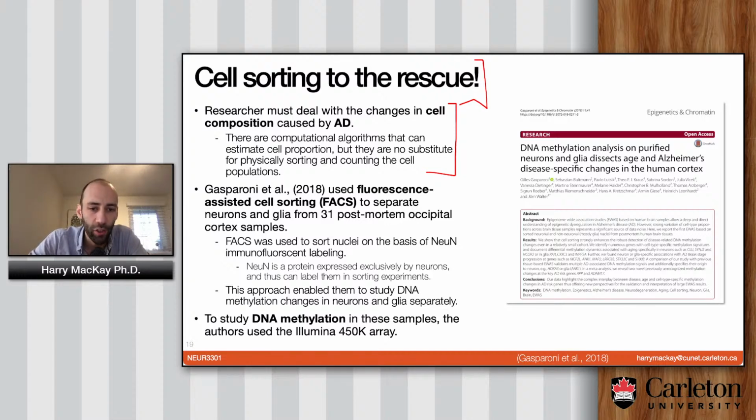So back in 2018, kind of in response to the work of the earlier papers, Gasparoni and company used fluorescence-activated cell sorting, or FACS, to separate neurons and glia from 31 post-mortem occipital cortex samples from people with or without, or for people with, various stages of neurodegeneration. The paper is given here.